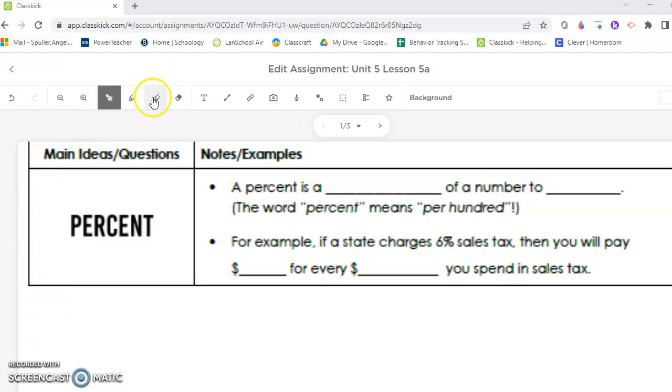All right, what is a percent? A percent is a ratio of a number to 100. Okay, so here's an example. If a state charges 6%, then you'll pay $6 for every $100 you spent. Okay?